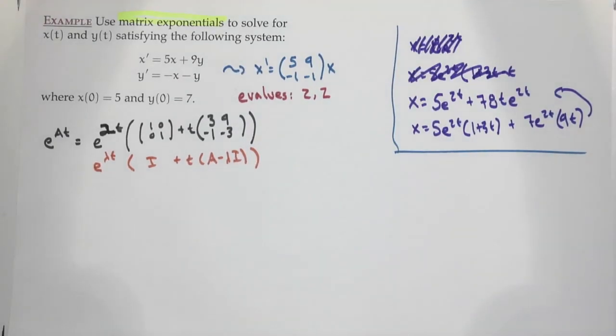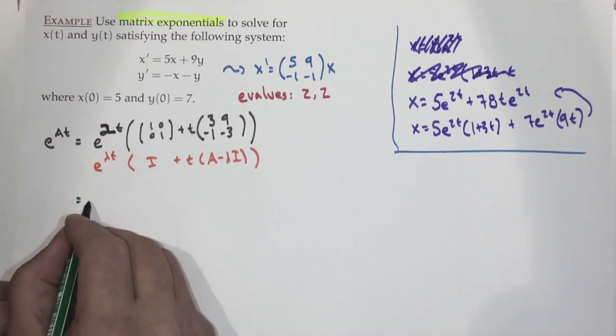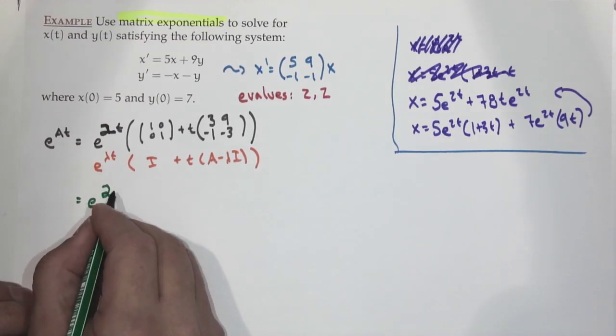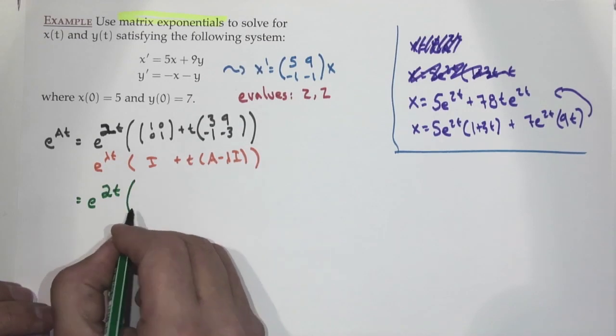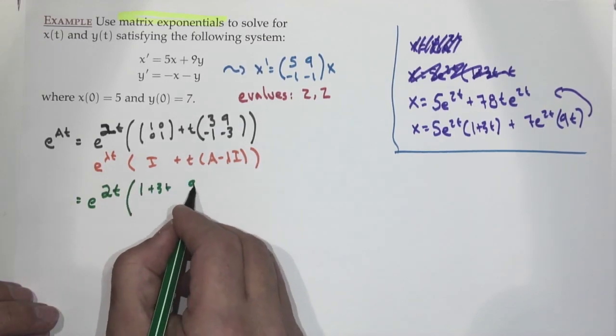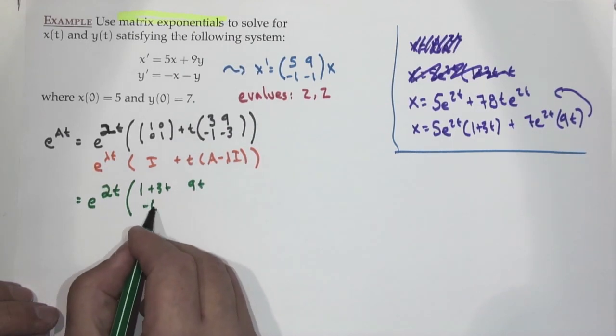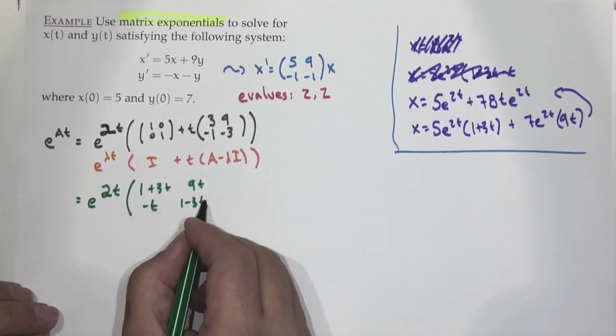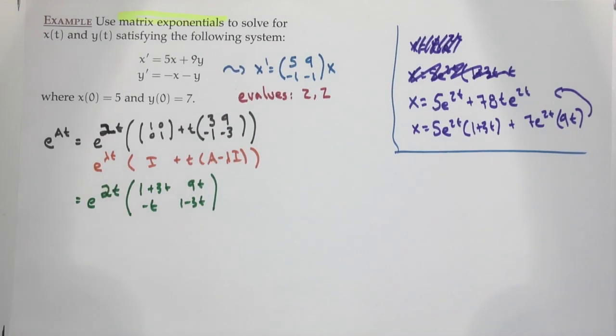All right, so let's just clean that up a little bit. So e to the At, we have our e to the 2t. And then we have our matrix 1 plus 3t, 9t, minus t, 1 minus 3t. Okay, so that's e to the At. So that's good. We've made progress. But now we're supposed to use it. So how do we use it to help us solve? What's the next thing we do?